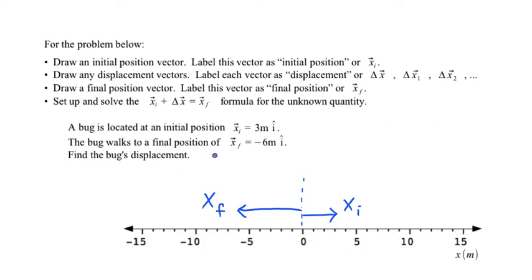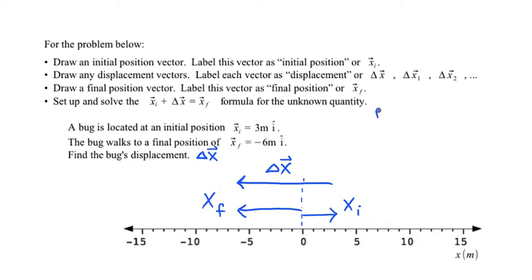So they're asking us to find the displacement delta x. As was shown in a previous video, the displacement represents walking from the initial position to the final position. So I don't even have to use the formula in order to complete the diagram. This is going to be my displacement. But let's just confirm that that's correct by using the formula.